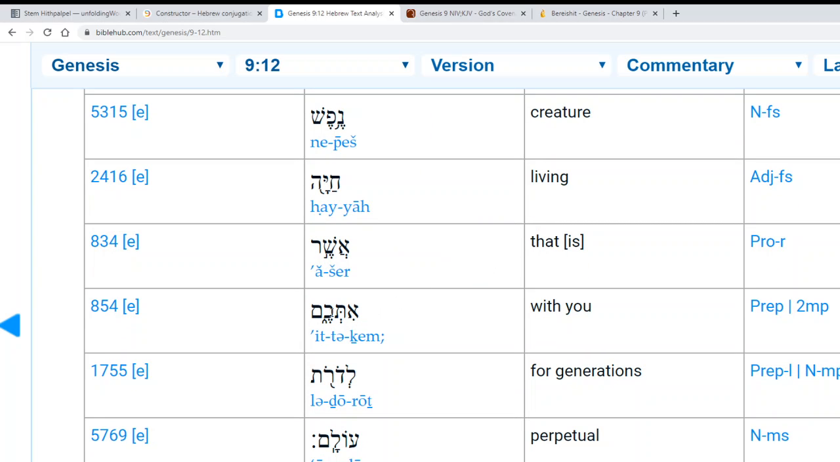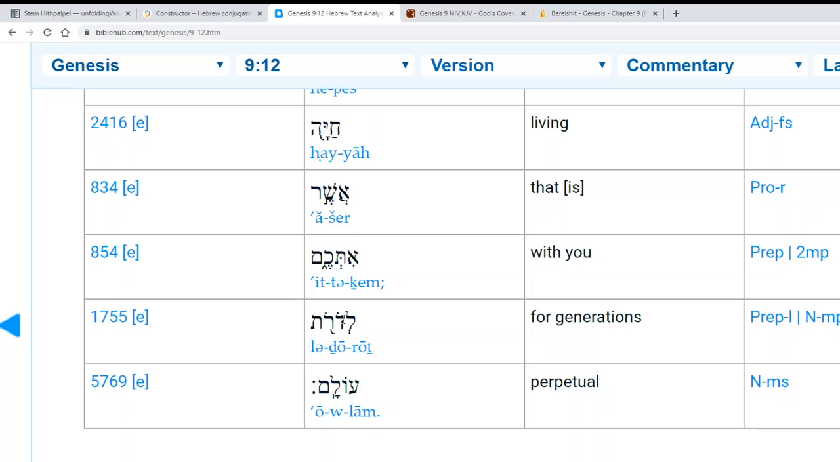Asher, pronoun relative. Itchem, the direct object marker, is being used as a preposition, second person masculine plural. Ledorot, prepositional lamed. Dor, we've spoken before as a generation. Here it is written bechisaron. It's written without vavs both times. Dorot meaning generations, but here it's written incompletely. Olam, meaning always or world, right, and here it's milui, it's written completely. They're translating it perpetual, right? Ledorot olam, to all the generations, or the generations of the earth.